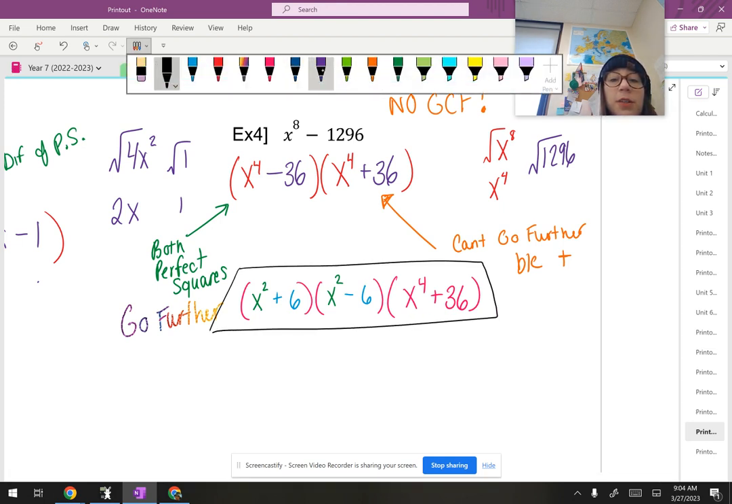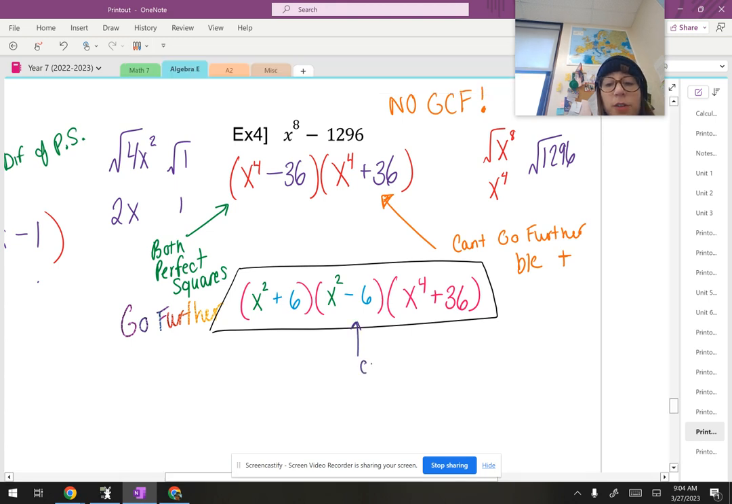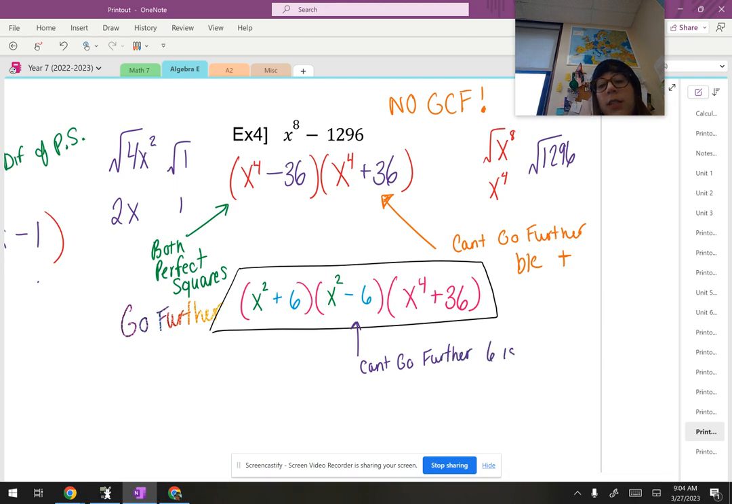And I just want to reiterate that this one can't go further. Even though the x squared is a perfect square, 6 is not. So that's why that can't go further.